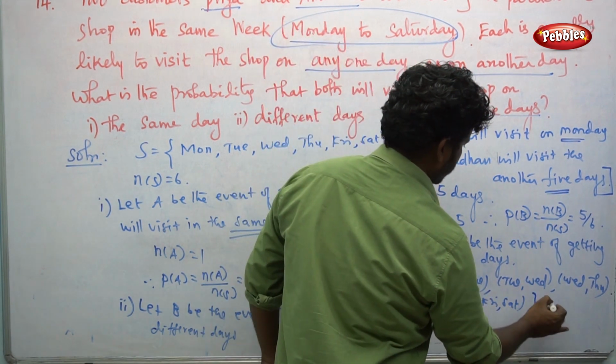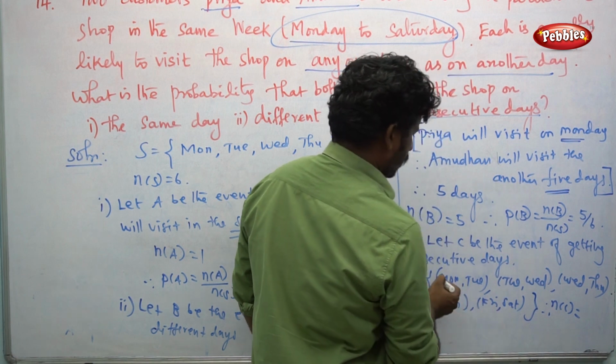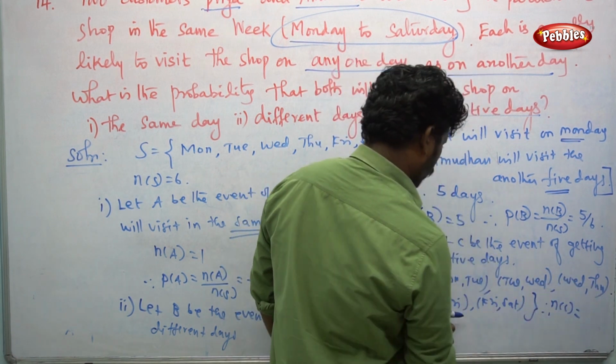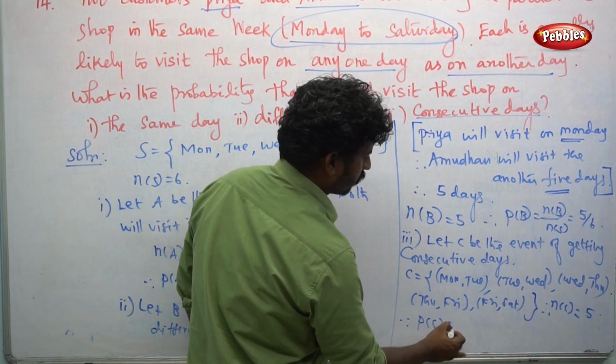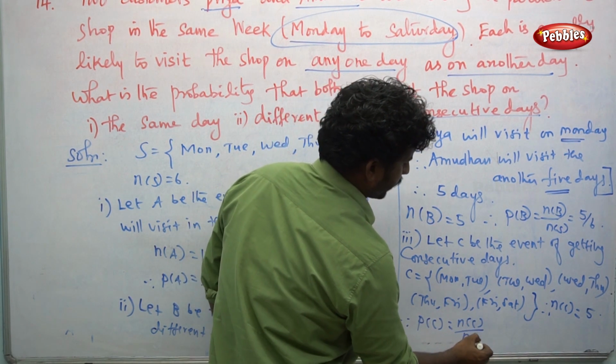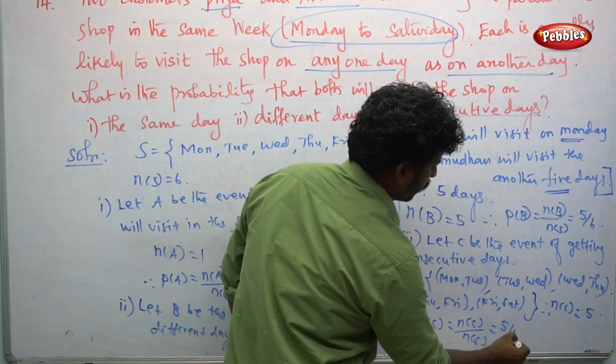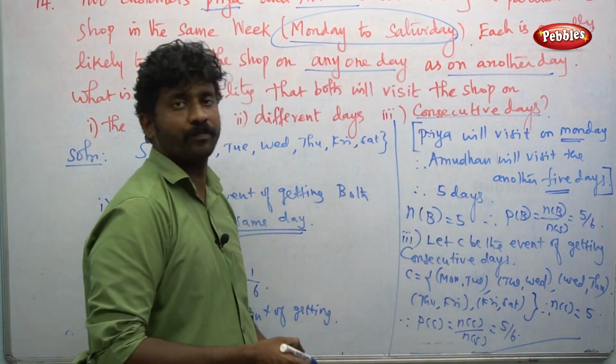So n of C is equal to how much? 1, 2, 3, 4, 5. So therefore the P of C is equal to n of C by n of S, which is equal to 5/6. That is the answer.